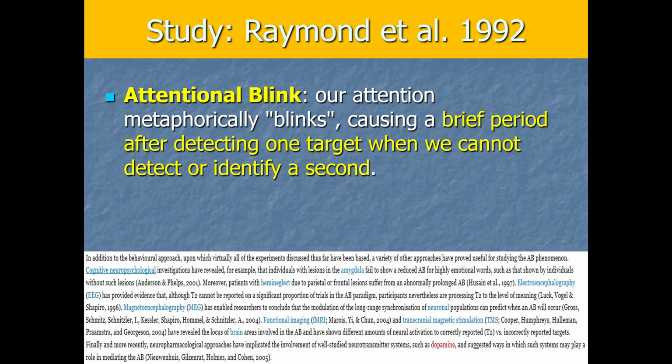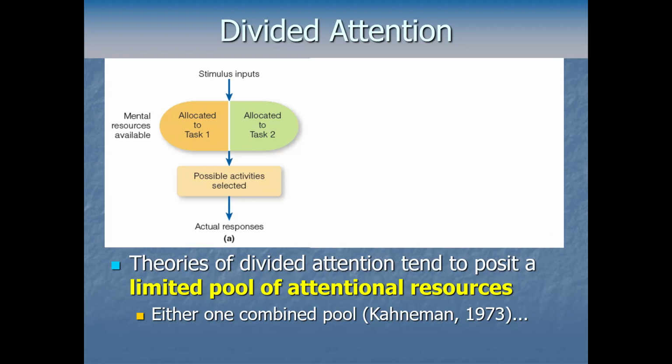Electroencephalography, so EEG, has provided evidence that although task 2 cannot be reported on a significant proportion of trials in the attentional blink paradigm, participants nevertheless are processing task 2 to the level of meaning. So the EEG evidence fits with what we might expect from something like Treisman's attenuator model, right? Then they go on and point to MEG studies and fMRI studies and pharmacological studies on the role of dopamine. But anyway, the details don't matter here so much as just seeing how we can go from behavioral results to diving deeper by also probing the phenomenon from a cognitive neuroscience lens. At any rate, let's move on from attentional blink.